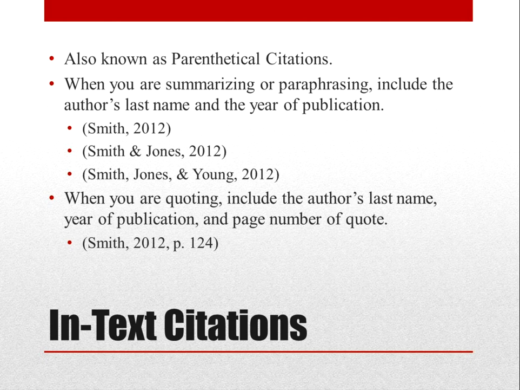The other way you avoid plagiarism within your paper and make note of the specific instances that you use each source is through parenthetical or in-text citations. When you're summarizing or paraphrasing, include the author's last name and the year of publication. Here are some examples of one or more authors and how you would cite them through an in-text citation. When you're quoting, include the author's last name, year of publication, and the page number of the quote. So again, when citing a direct quote, you need to include the page number that you utilize that quote from.